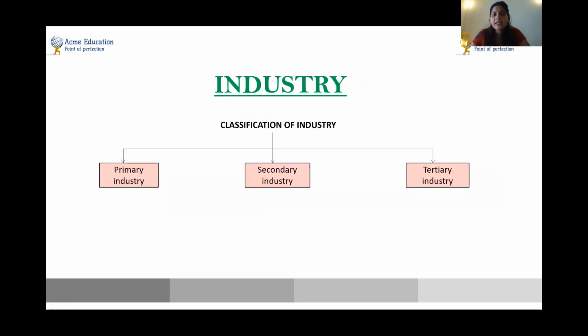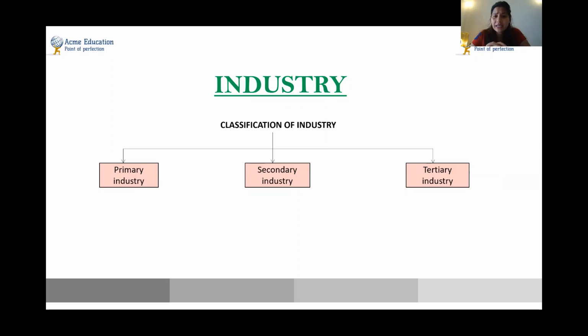Moving to the next topic, and that is industry. So industry can be classified into three categories, namely the primary industry, secondary industry, and tertiary industry. What do you mean by primary industry? An industry which involves all the kind of agriculture based services, like animal husbandry, poultry farming, dairy, fishery. All of this forms a part of the primary industry.